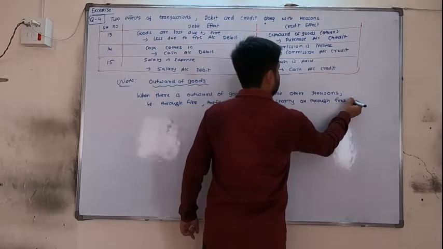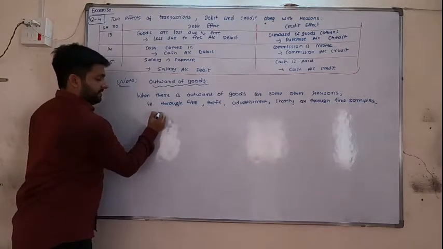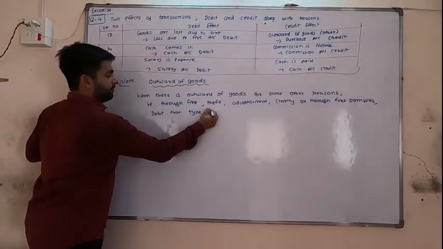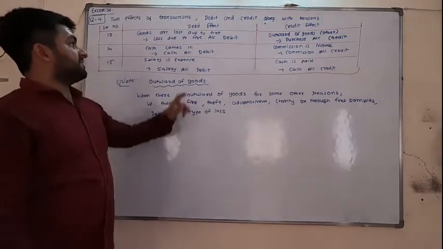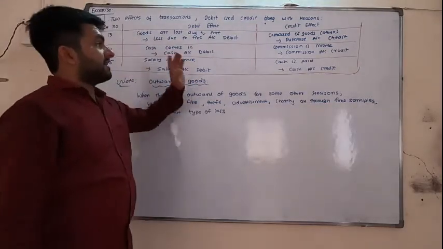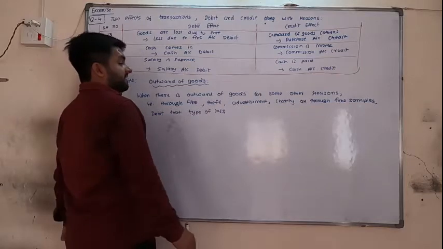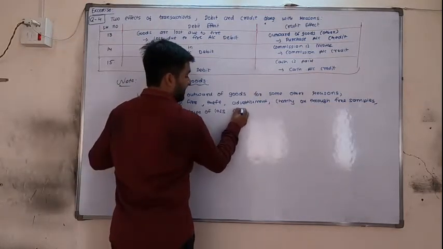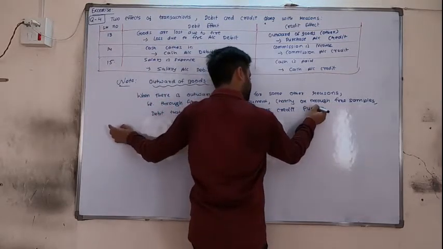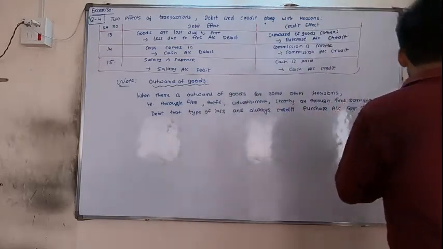Or through free samples, debit that type of loss. Debit that type of loss means if due to fire, then loss due to fire. If by theft, then loss due to theft. If by advertisement, then by advertisement. If by charity, then charity. Free sample, then free sample. Debit that type of loss and always credit purchase account.